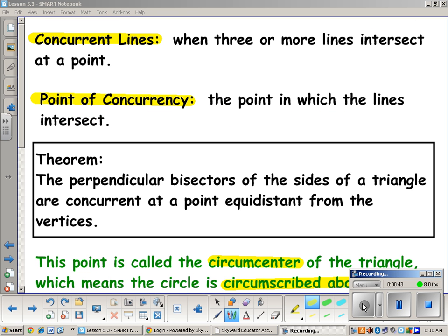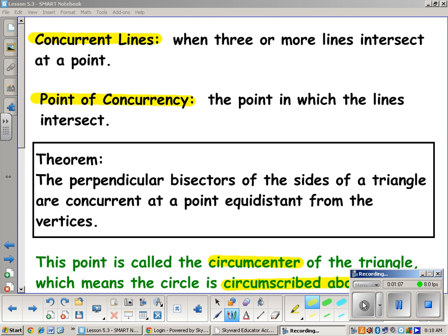First of all, we have to make sure we understand what concurrent lines are, because all of these other four situations we're going to talk about later today have concurrent lines. And concurrent lines just simply means that we have three or more lines that all meet at the same point.